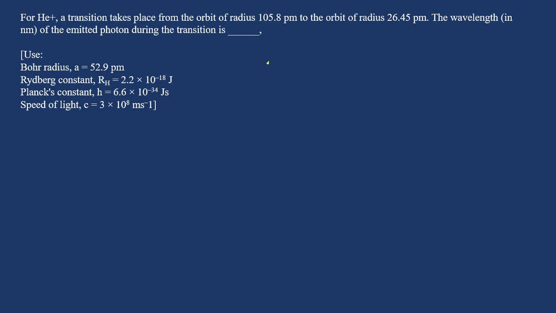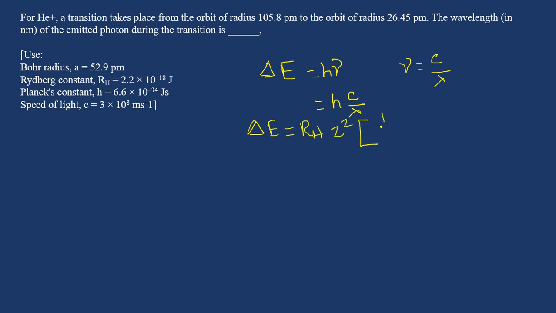We know that delta E equal to the energy of the photon emitted, which is equal to h nu. Also nu equal to c by lambda. Now from this I can arrive at the value of lambda. Therefore instead of nu I can write c by lambda. Also delta E equal to RH into z square into (1 by n1 square minus 1 by n2 square) for emission. For absorption it will be 1 by n2 square minus 1 by n1 square.